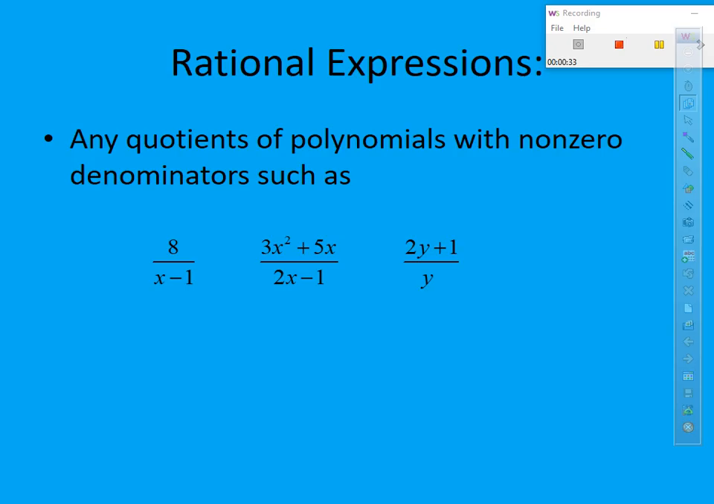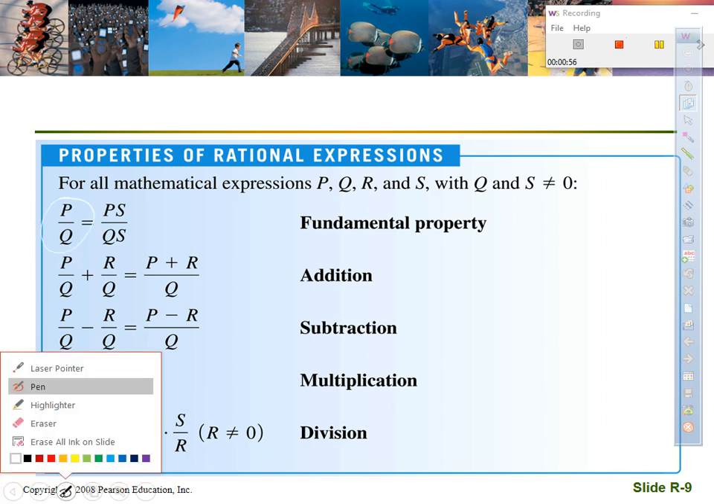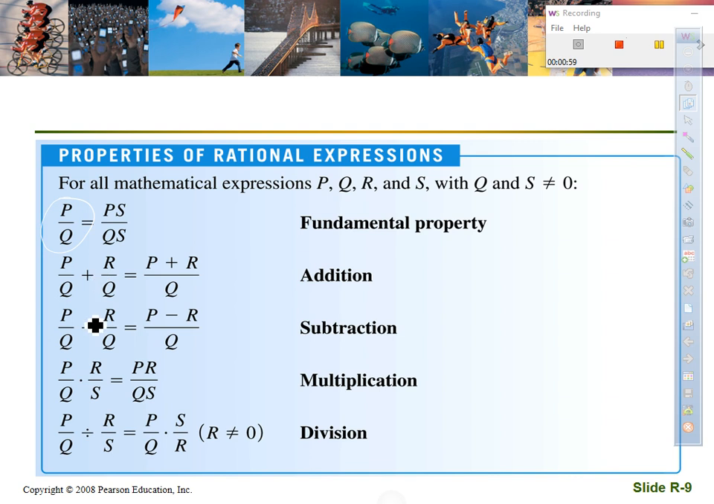So, a rational expression is any quotient of polynomials with non-zero denominators, such as these. Basically fractionals. Now, this is not on your class notes, but I need to review with you real fast some fundamental properties of working with fractions. If you have a fraction, you can multiply your numerator and your denominator by anything that you want, as long as you do it to both of them. Reason being, S over S is really 1.